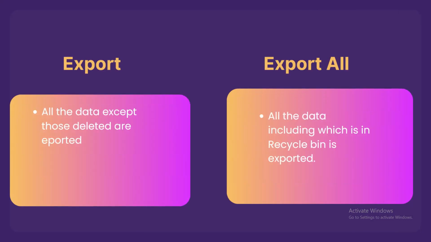What is the difference between export and export all? All the data except the deleted data is exported in case of export, while in case of export all, the data, including what is present in the recycle bin, is also exported, right? So if we choose export while using data loader, all the data will be exported, but the data which was deleted and is in the recycle bin will not get exported. But if we choose the option of export all, then all the data, including what is present in the recycle bin, will be exported.